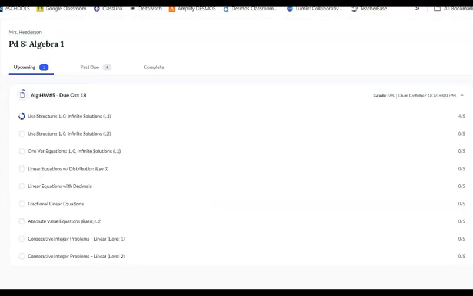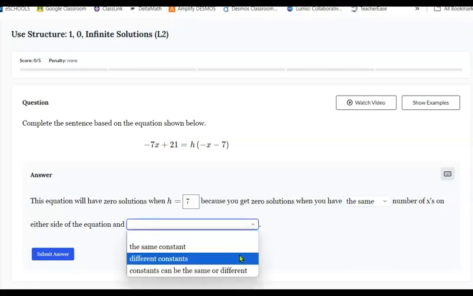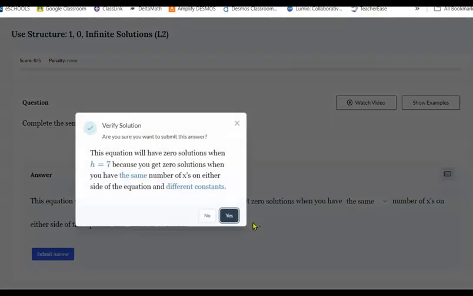Let's take a look at the next section. The next section is the same concept, but the questions up here might require a little bit more thought. So we want to have 0 solutions. Remember, 0 solutions means we have matching variable terms. So if I have a negative 7x on the left, I need a negative 7x on the right. So if I distributed this h to that x, what would I need? I'd need a 7, because you have to have the same number of x's and different constants.